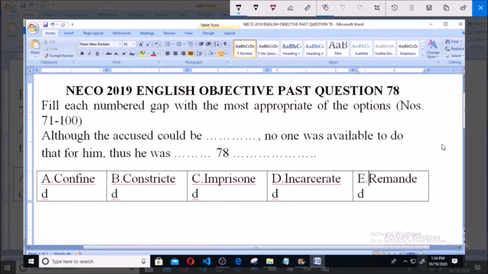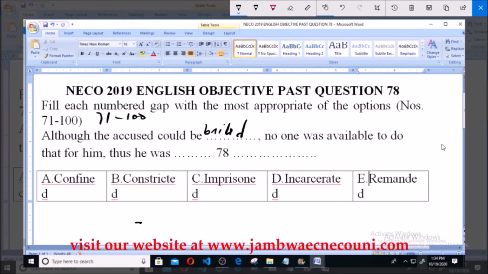And to this question, the instruction says: fill each numbered gap with the most appropriate of the options. This instruction is to answer questions from 71 to 100. And the statement says, although the accused could be dash, and we say here, because we've answered, it could be bailed, if no one was available to do that for him, that is, on the condition that there is somebody that will do that for him.